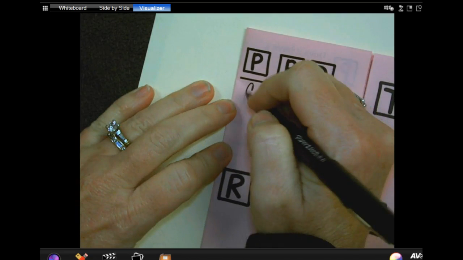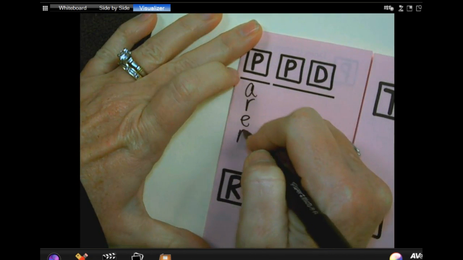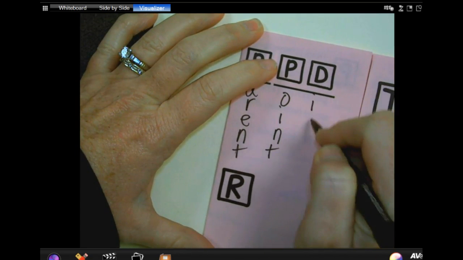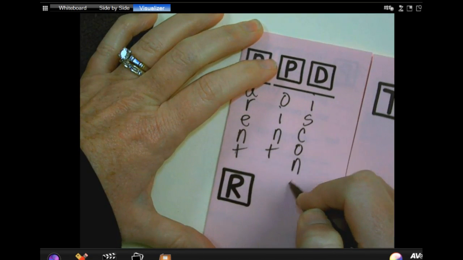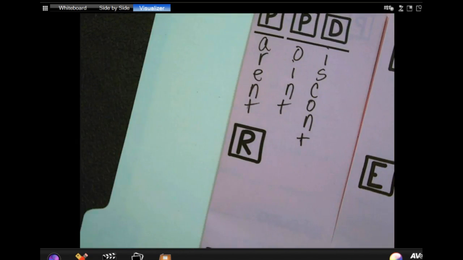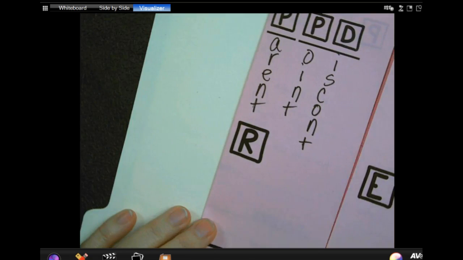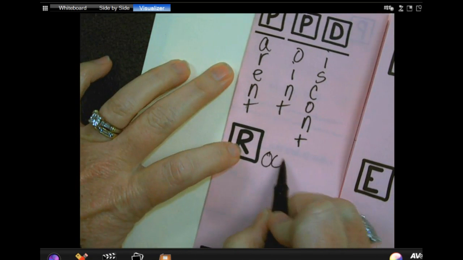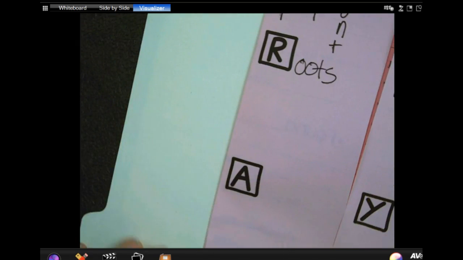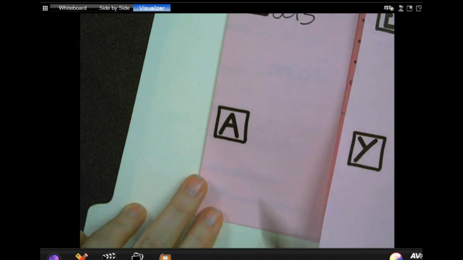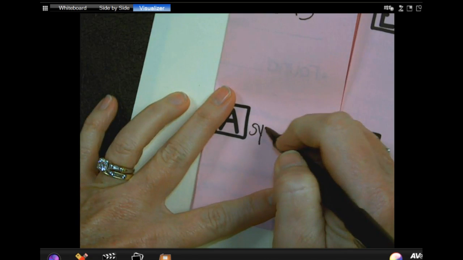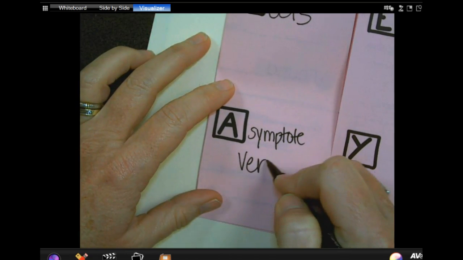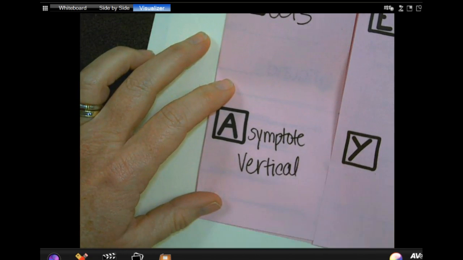So this is going to be the parent function and point discontinuity. Parent. Under this flap is going to be the roots. Under this flap is going to be the asymptotes, specifically the vertical ones. You heard me.